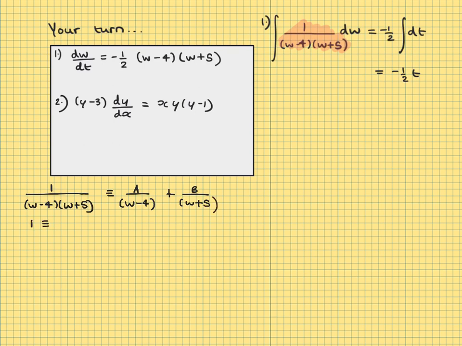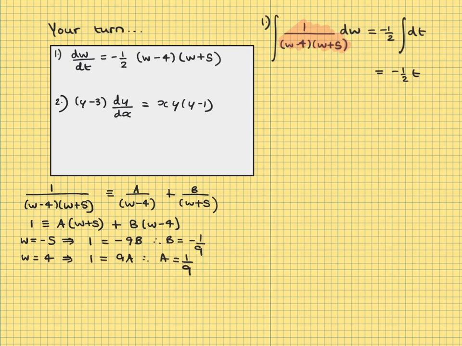This then simplifies to give us this result here if we either give all the terms a common denominator and then look at the numerators, or simply multiply all three terms through by w minus 4 and w plus 5 to get to this line here. Now, I'm going to substitute in values which will result in the brackets becoming 0. So if w equals negative 5 first of all, that gives me 1 equals negative 9b, so b equals negative 1/9. If w equals 4, this then gives me 1 equals 9a, so very nicely a then equals 1/9.